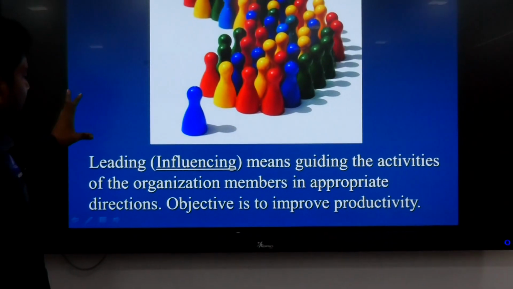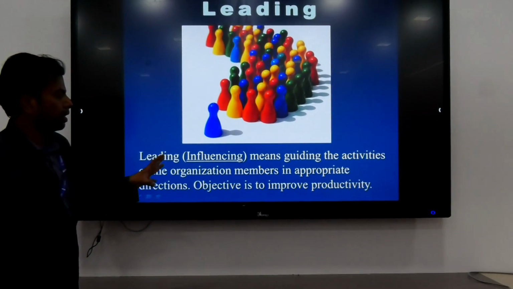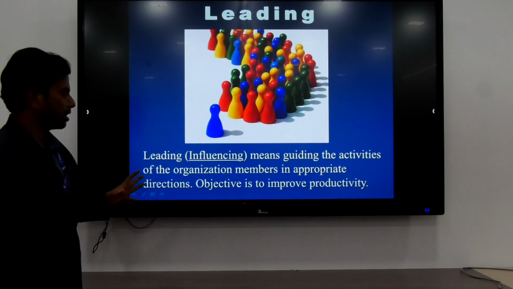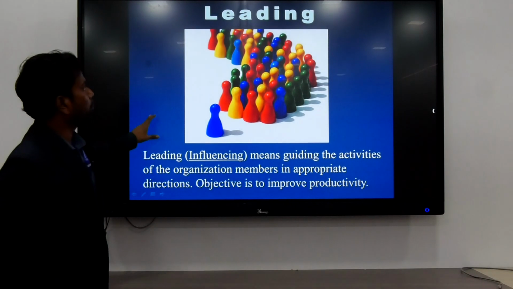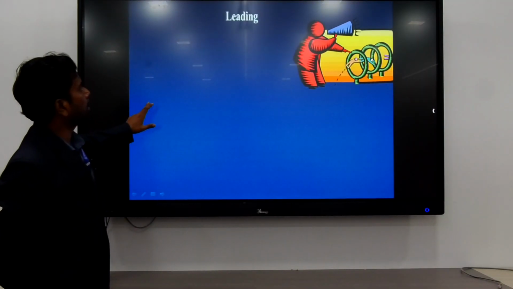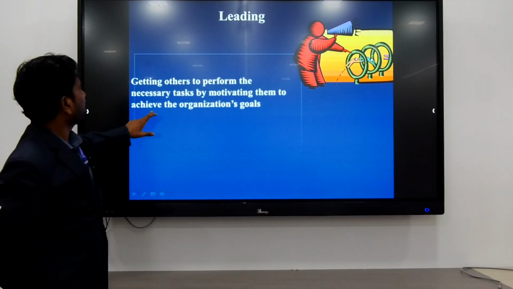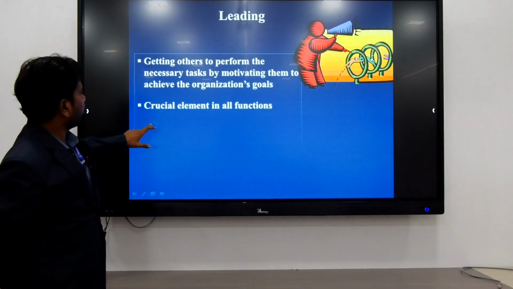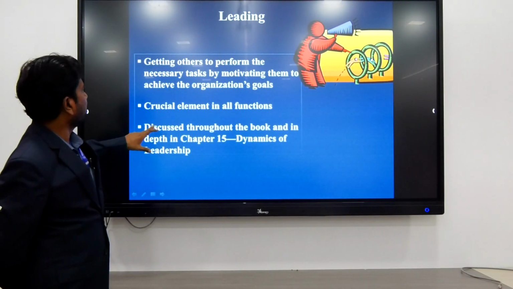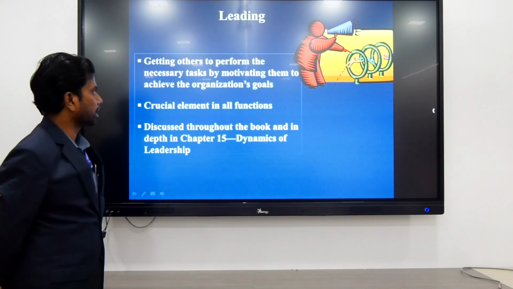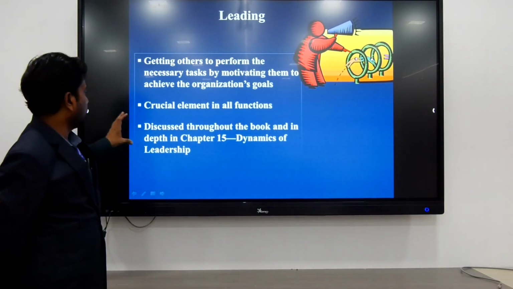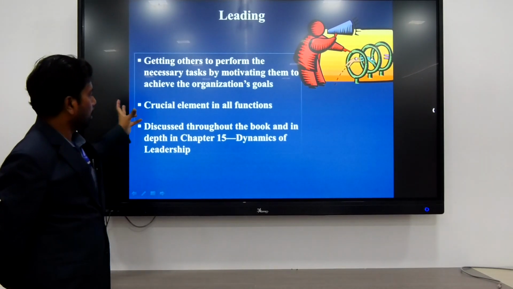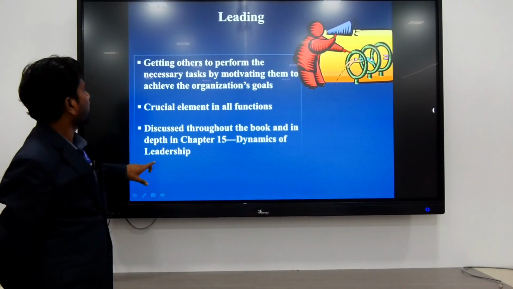So the next one is leading. Leading, in simple terms, means guiding the activities of the organizational members in appropriate directions. The objective is to improve productivity. That is the main agenda of leading. These are the important functions of leading: getting others to perform the necessary tasks by motivating them to achieve the organizational goals. We will discuss everything in the next chapter.